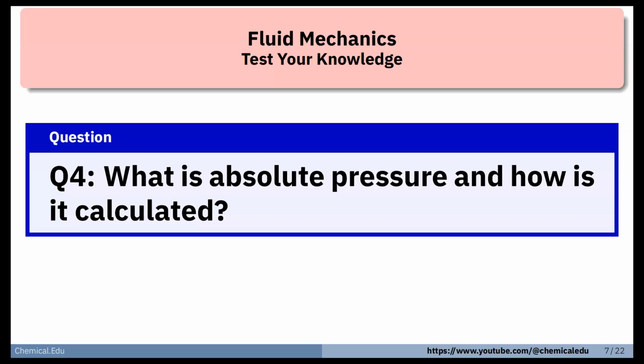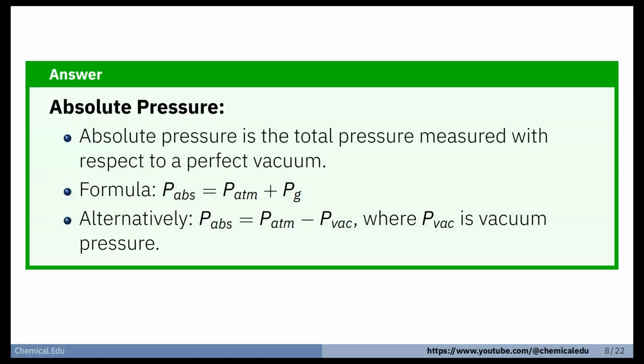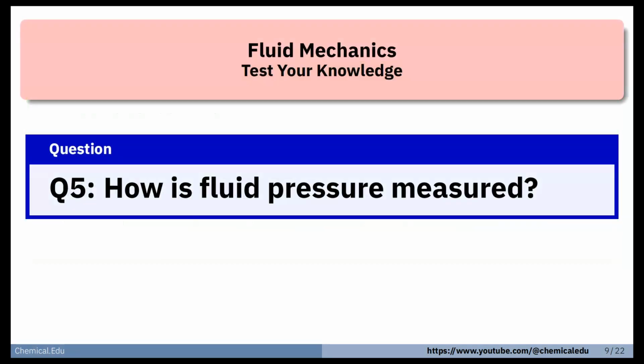Then question number 4. What is the absolute pressure and how is it calculated? Absolute pressure is the total pressure measured with respect to a perfect vacuum. So the formula is P absolute equals P atm plus P gauge pressure. Alternatively, P absolute equals P atm minus P vacuum, where P vacuum is vacuum pressure.